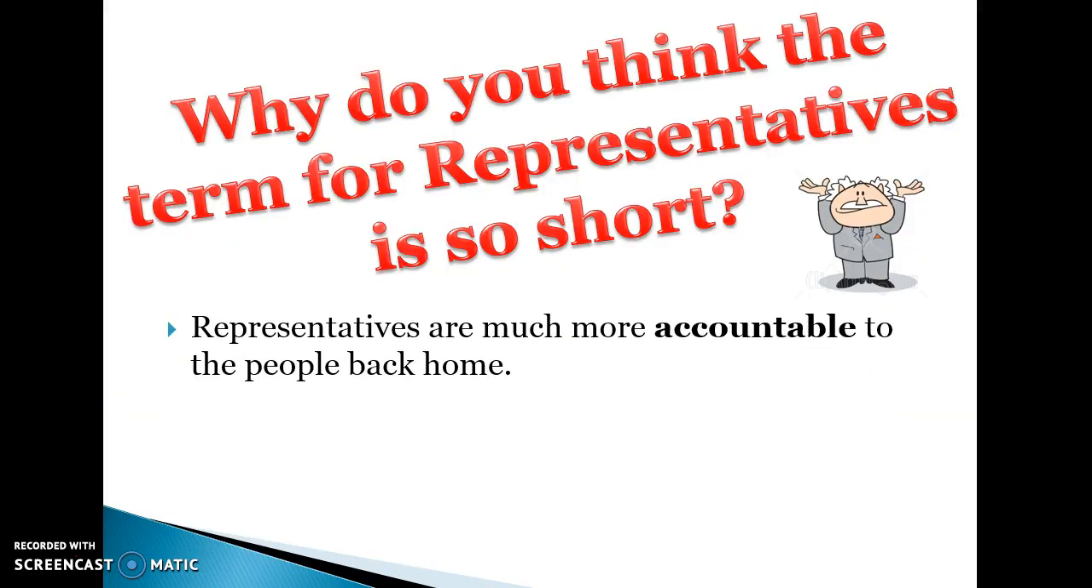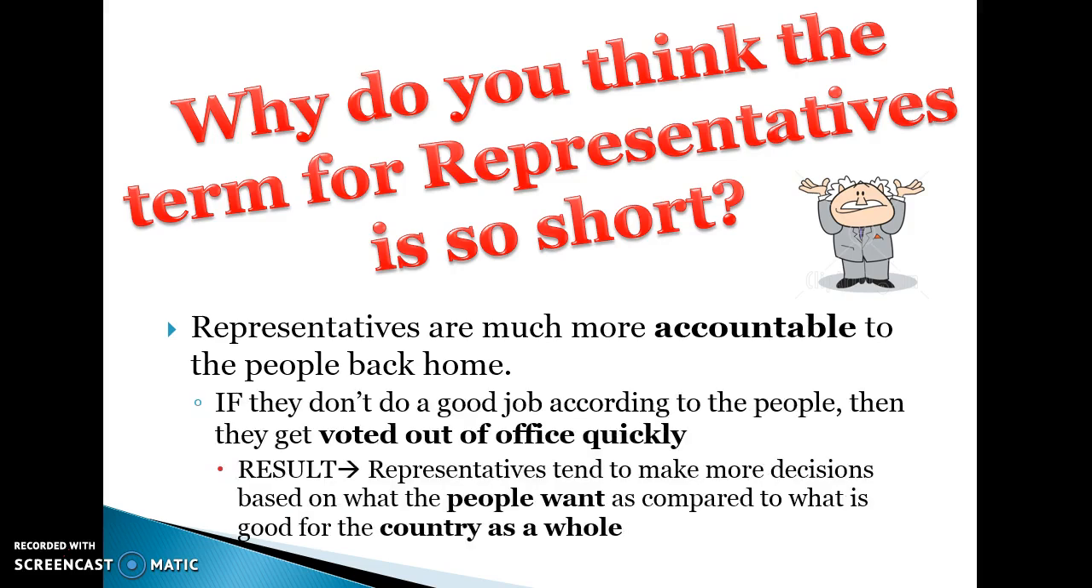The reason a representative's term is so short is because they're held accountable to the people they represent back home more so than a senator. A senator represents the entire state. So if they're not doing a good job, the entire state has to get together and vote on them. A representative represents a district, which has a limited number of people. And so they're more likely to vote people who are doing a bad job out of office quicker than the entire state will.